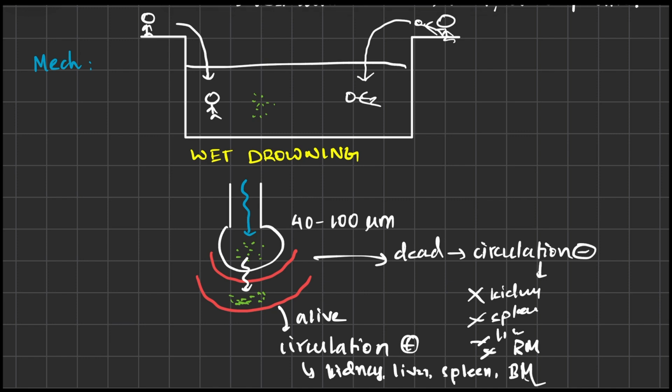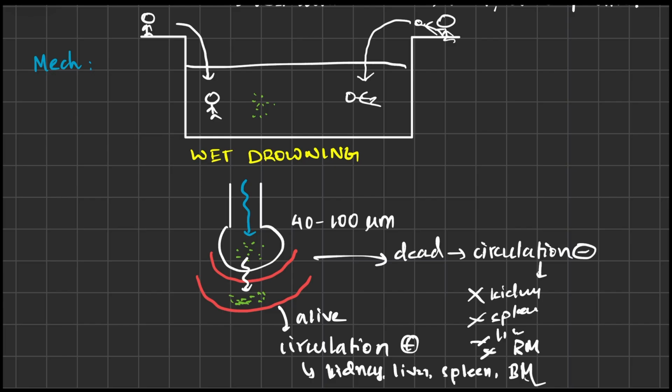That is, if it is a case of ante-mortem drowning, I am alive at the time of drowning, then the diatoms get distributed to kidney, liver, spleen, and bone marrow. So if I take a sample of bone marrow, treat it with acid and heat and observe it under microscope, I'll be able to appreciate diatoms.